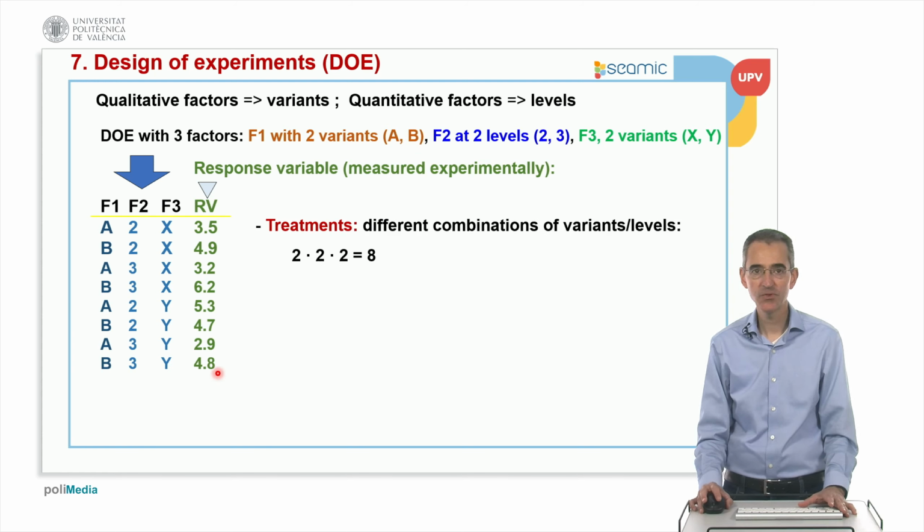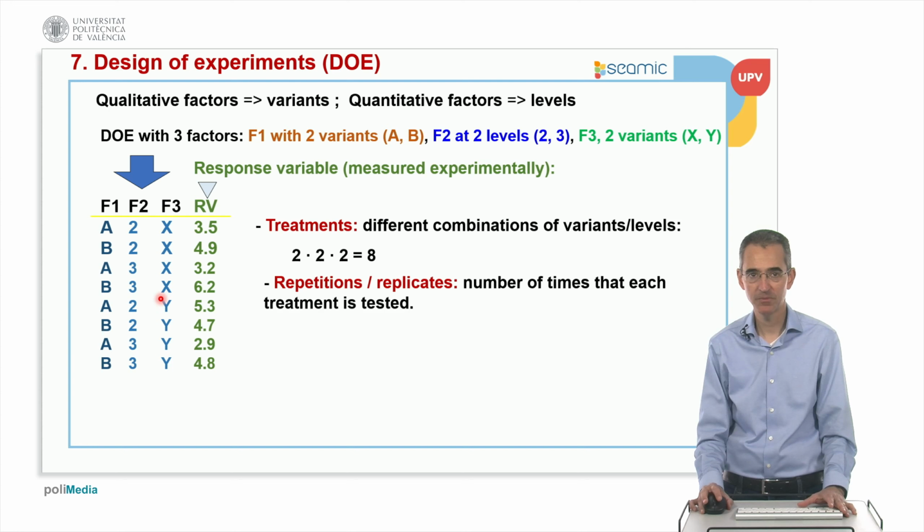The treatment is the different combination of variants or levels. In this case, the first factor had 2, which is multiplied by 2, which is multiplied by 2. So here we have 8 combinations. So we have 8 treatments.